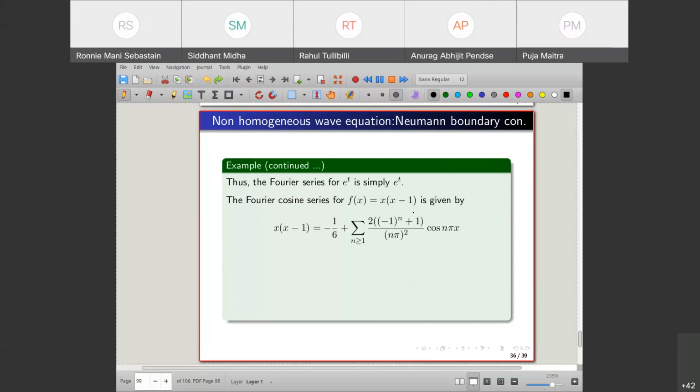Okay, great. And we also, okay, fine, this is something which we would have done earlier. We have computed the Fourier cosine series for this function. Let's just assume this. And we are looking for a series solution of this type.